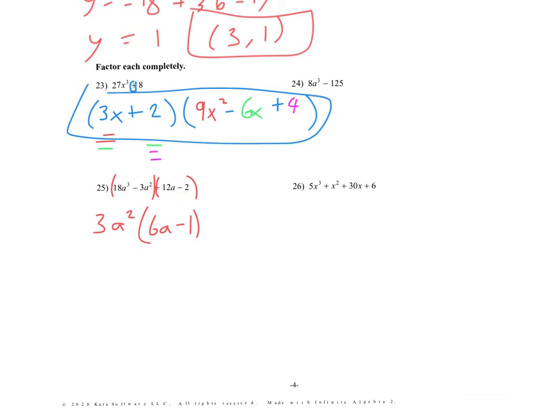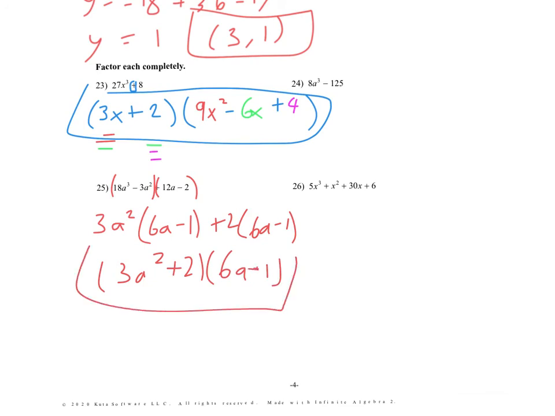All right, so then these two terms, I can take out just a positive 2. And that leaves me with 6a minus 1 as well if I divide those by 2. And so that worked out well. We get the same thing in both parentheses. So 1 parentheses for the stuff outside, 1 for the stuff inside. We're not solving this one. It's not equal to anything, so I'm just done right there. Just rewrite it in the parentheses.